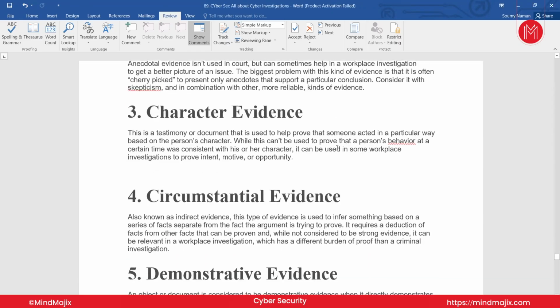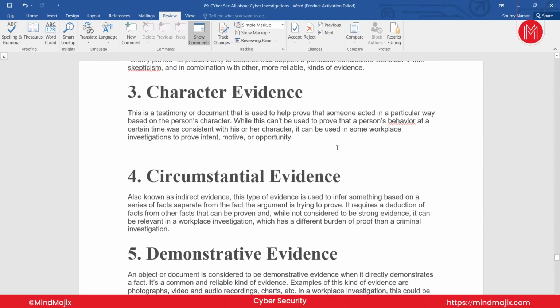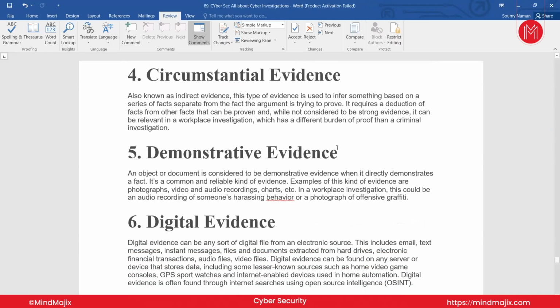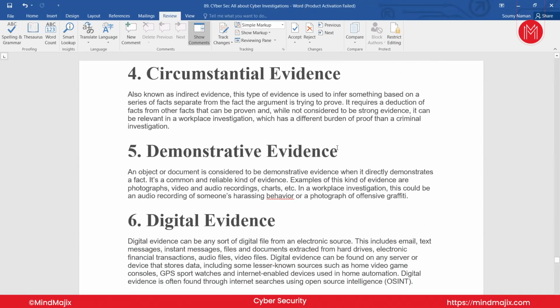The third one is circumstantial evidence. You can understand it as indirect evidence because this type of evidence is used to infer something based on a series of facts that are separate from the fact of the argument that is trying to be proven. It requires a deduction of facts from other facts that can be proven, and while not considered to be strong evidence, it can be relevant in a workplace investigation, which has a different burden of proof than a criminal investigation.